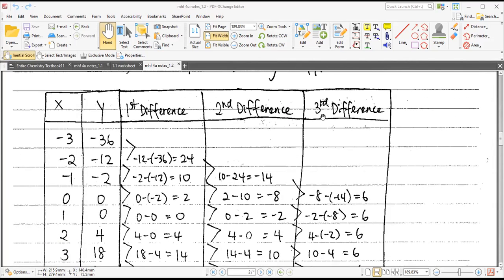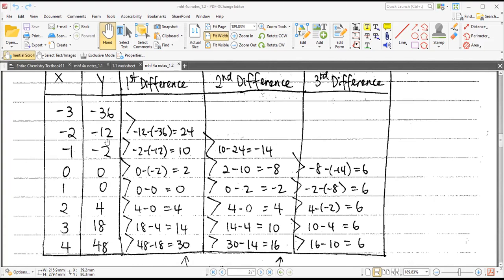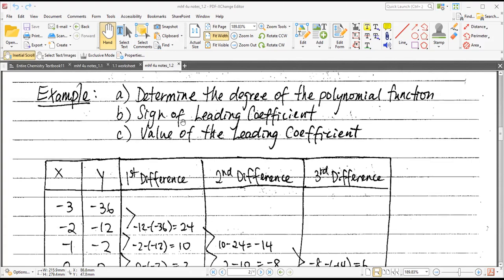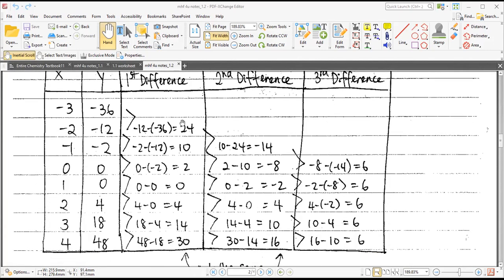This is another question. Let's say this data is given to you, x and y, and you want to see what the degree is. The question is: what is the degree, the sign of the leading coefficient, and the value of the leading coefficient? First thing we do, we find the first difference. Negative 12 minus 36 is 24. Negative 2 minus 12 is 10. 0 minus 2 is 2. 0 minus 0 is 0. And so on, we continue.